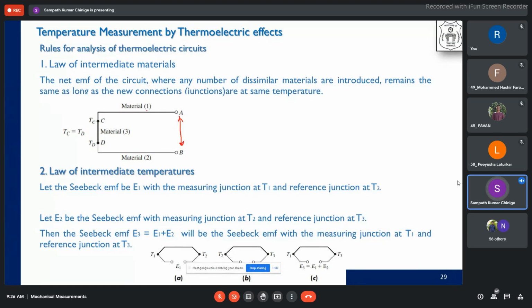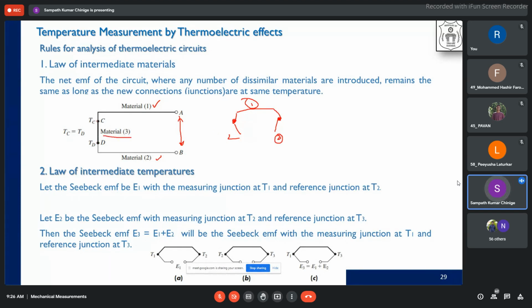For example, you have material 1, you have material 2. Initially, you can understand that material 1 is connected with a junction to material 2. Similarly, you can take another junction. Now, instead of this circuit, I am adding another material. This is the third material, material 3.